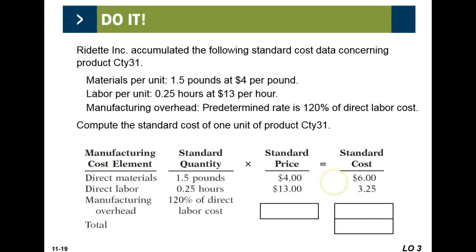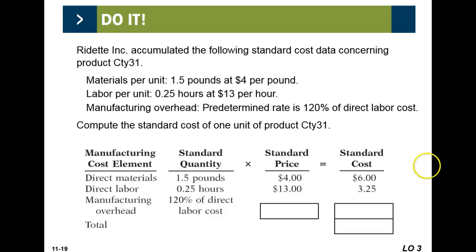Let's talk about an example. Radet accumulated the following standard cost data concerning product CTY31. Materials per unit of 1.5 pounds at $4 a pound, labor of 0.25 hours at $13 an hour, and manufacturing overhead is 120% of direct labor cost. Compute the standard cost of 1 unit of CTY31.